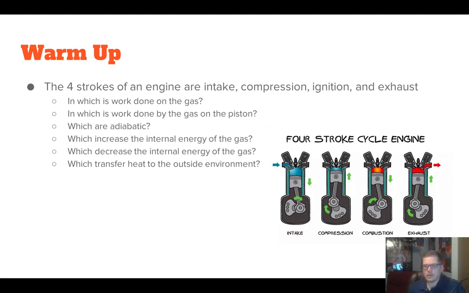Okay, so this here is a diagram of what's called a four-stroke cycle engine. It's got four steps, right? Four strokes: a downstroke, an upstroke, a downstroke, and an upstroke. So this piston is going up and down, up and down, and then it starts over. Okay, four strokes.